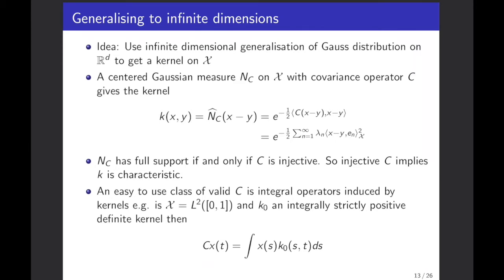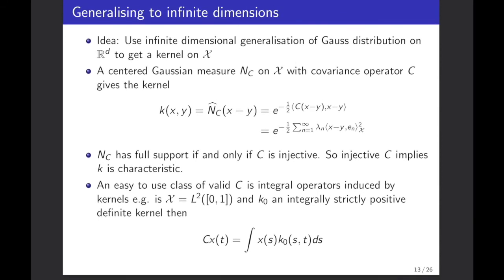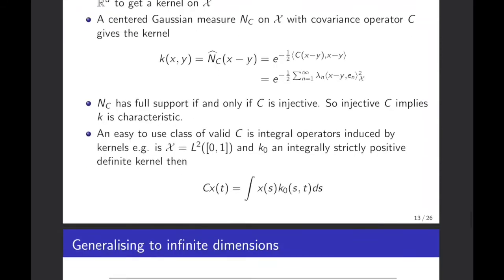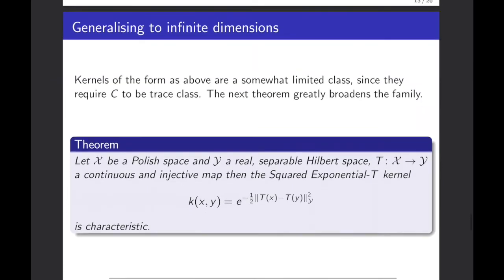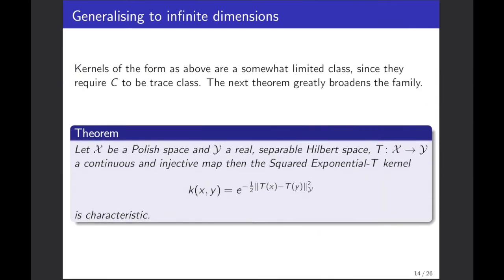So this is the preliminary argument, but this can be extended by using limits. So such allowable C here have to be trace class, but by using a limiting argument, you can get this to hold for operators which are the pointwise limits of trace class operators. And this is summarized in the theorem here. Let X be a Polish space, which is actually more general than a real separable Hilbert space. And Y a real separable Hilbert space. T will go from X to Y, be a continuous and injective map. Then what we are calling the squared exponential T kernel here is characteristic.